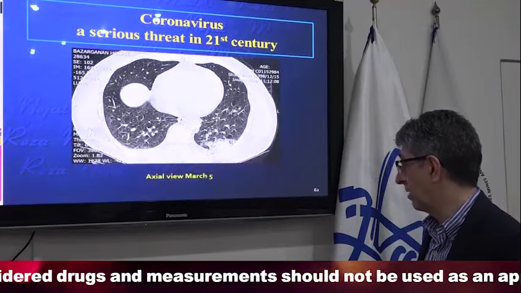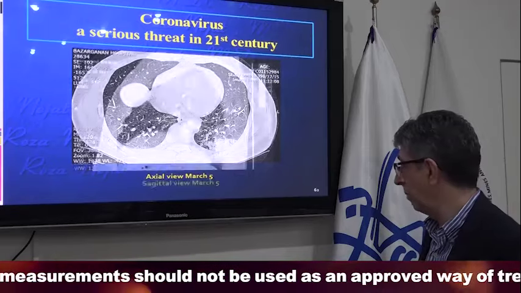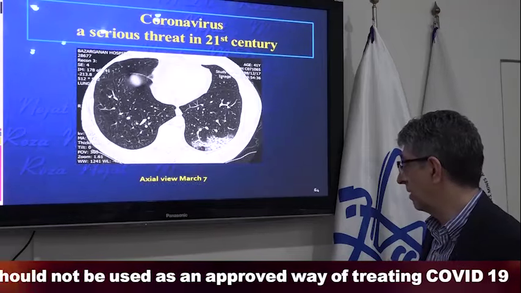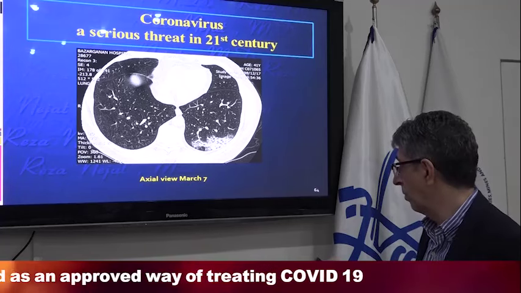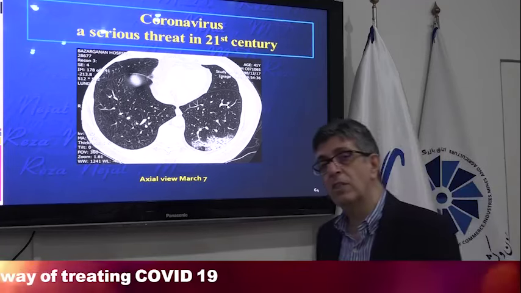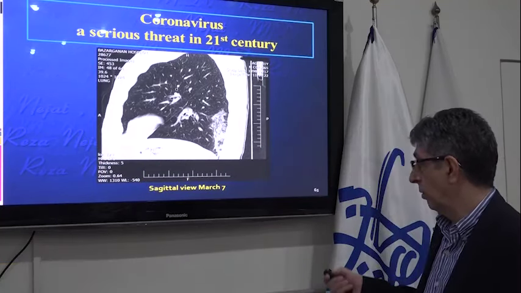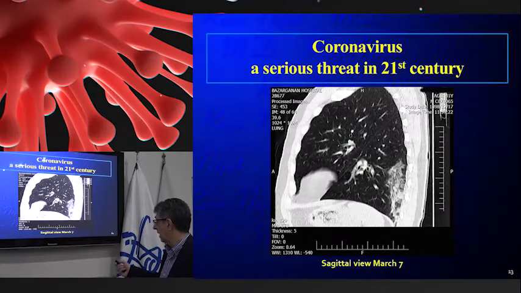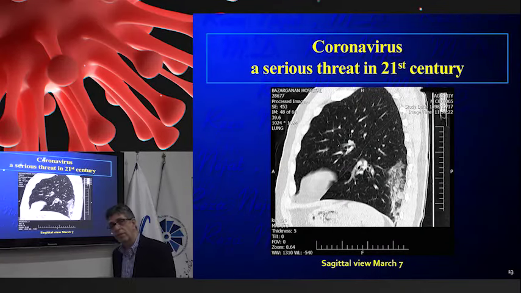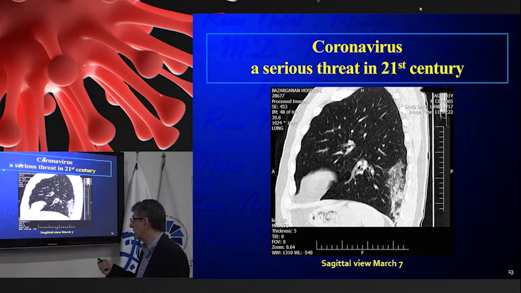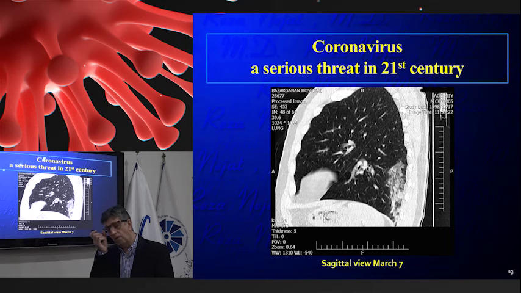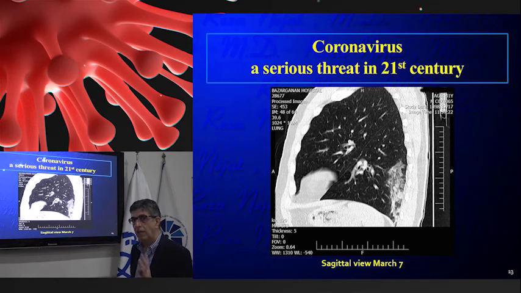Go back to the axial view. This consolidation, please compare it with this lesion on March the 7th. You can see air bronchogram here. So the lesion was going to resolve. This is the sagittal view of March the 7th. Once again, the lesion seemed to be resolving. And here, the infiltration around the bronchus is resolving as well. So, 5 days after the onset and 2 days after the administration of losartan plus the 4 antiviral drug regimen.